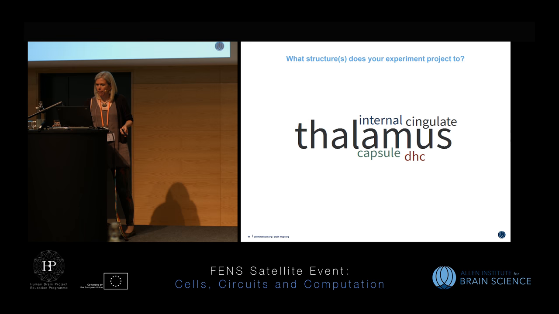And one of the things you want to look at is where your experiment projects to. One of the ways to look is that these side panels are interactive. So you can double click on one of the areas in the three-dimensional atlas and it'll bring it up in the two-dimensional atlas. So that's one of the ways you can look. If you double click on this area, it'll bring it up in the lower corner.